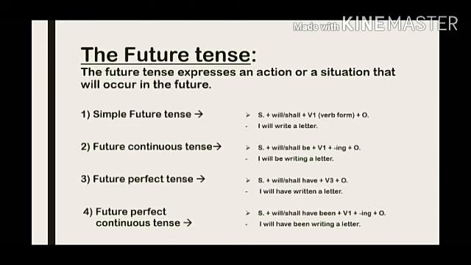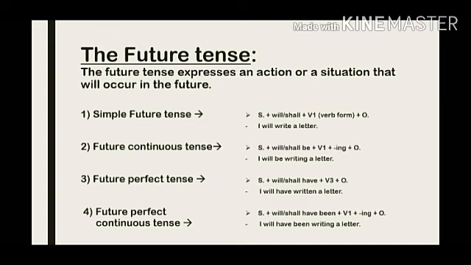The last tense is the future tense. The future tense expresses an action or a situation that will occur in the future. Let us see simple future tense. Sentence is I will write the letter. Here we use will or shall with V1 form of the verb. The sentence is I will write the letter.